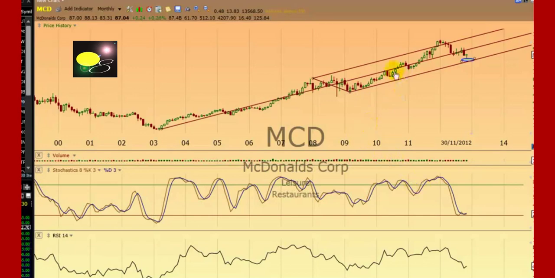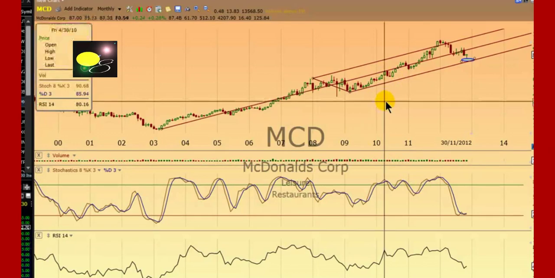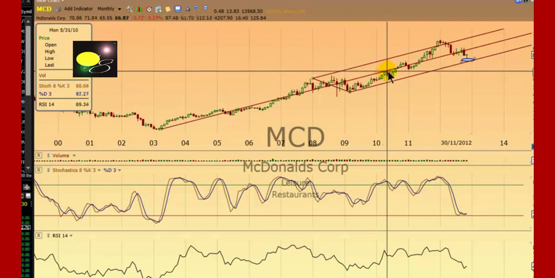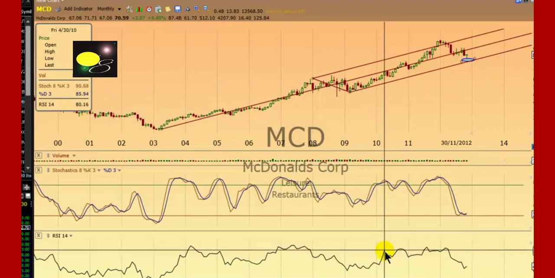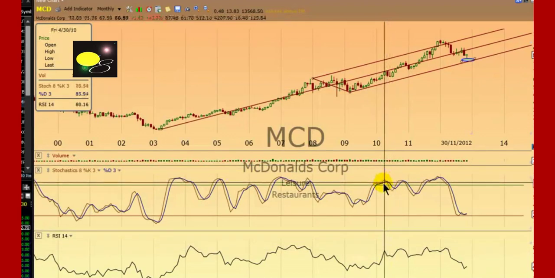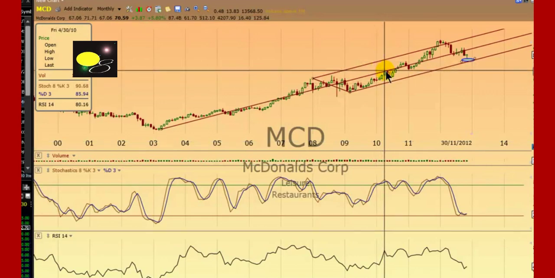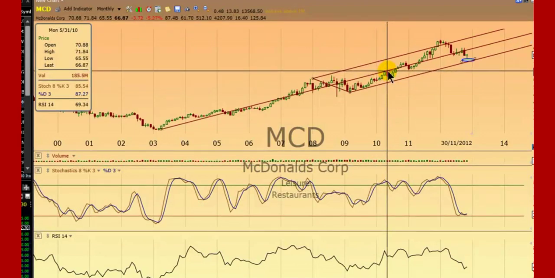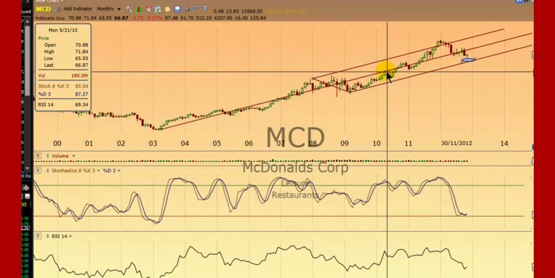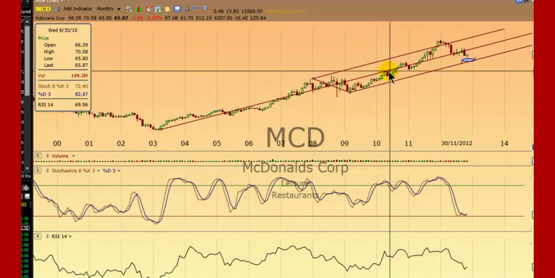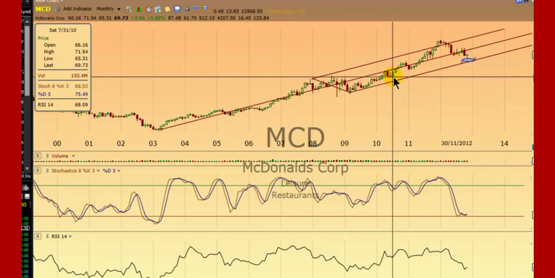Here we can see, pay attention to the vertical line, right where my cursor is. You can see that the stochastic is overbought, and the RSI is also above 70, right where my cursor is. The price was touching the median line of this Pitchfork tool. Pay attention to the horizontal and the vertical line, we're exactly there. And traders were selling. You see that the price went down for 2 months because you're on a monthly chart. The second month was not very bearish because we didn't have a lower low.